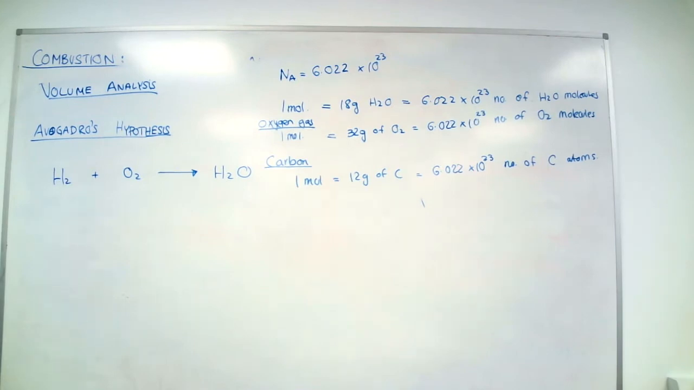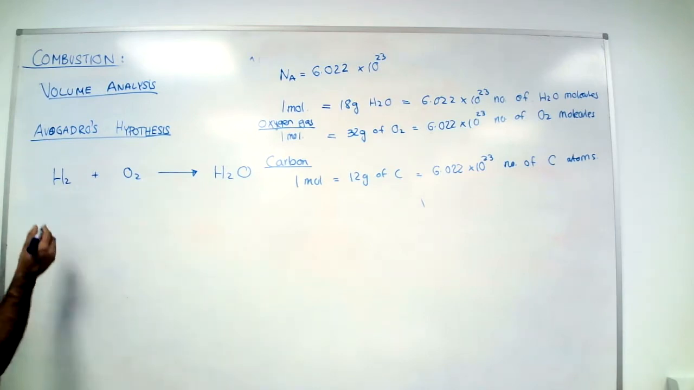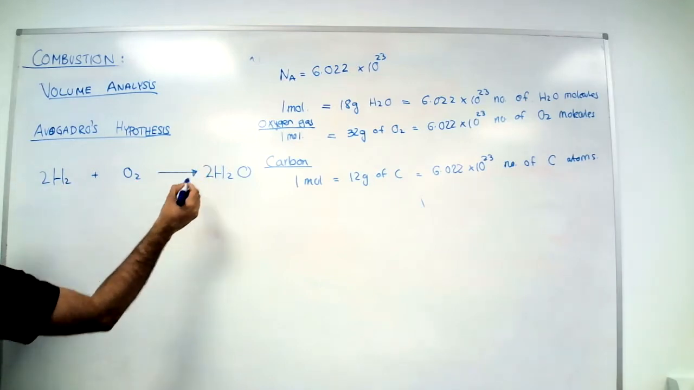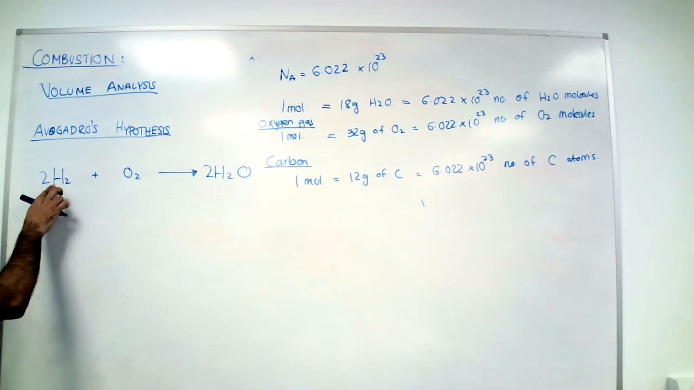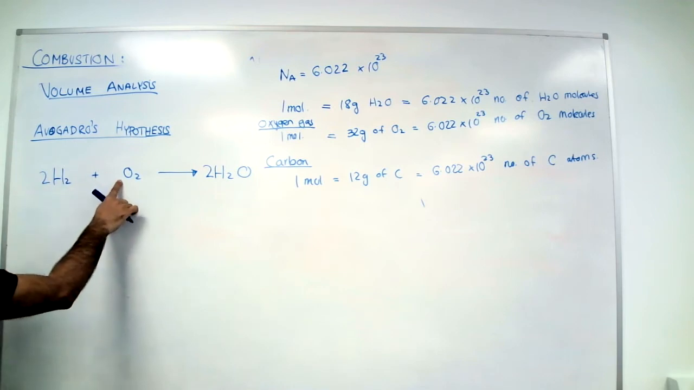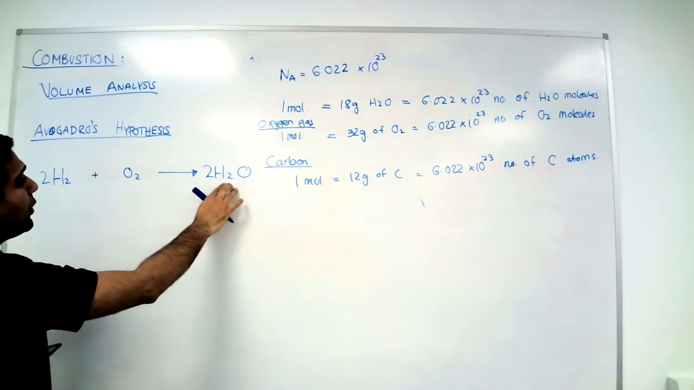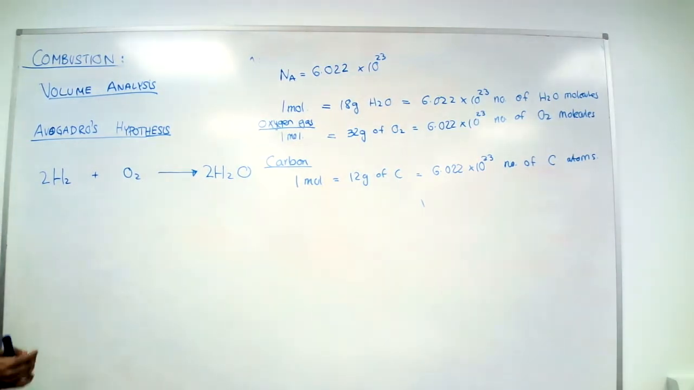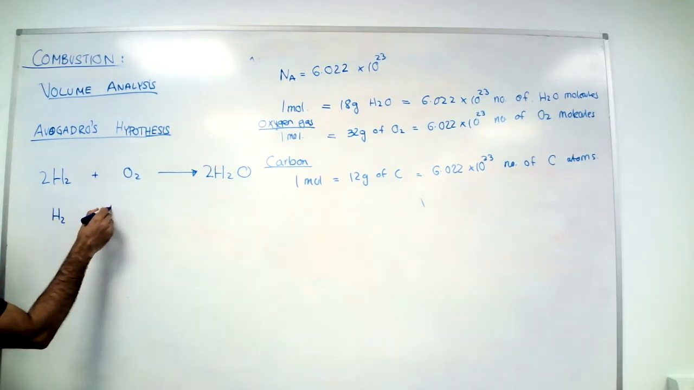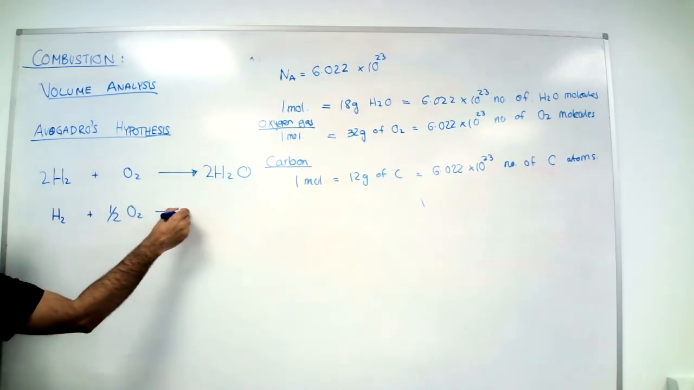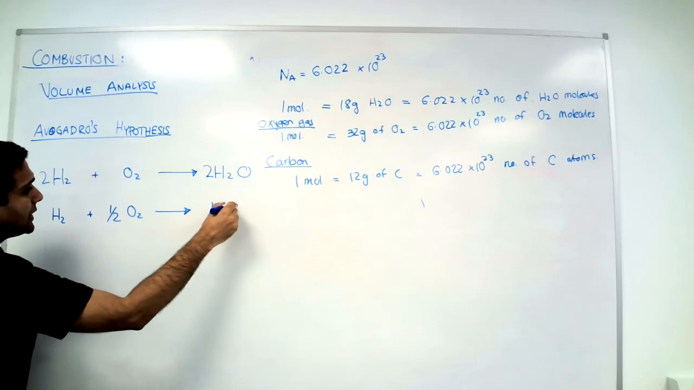Now, if we have a look at this equation, hydrogen plus oxygen gives you water. The first thing I need to do is balance the equation. So I need to put the 2 here and the 2 here. What does that mean? It means I need 2 hydrogen molecules plus 1 oxygen molecule to give me 2 water molecules. Or if I divide the whole equation by 2, I can also write it as H2 plus a half O2 gives me 1 water molecule.